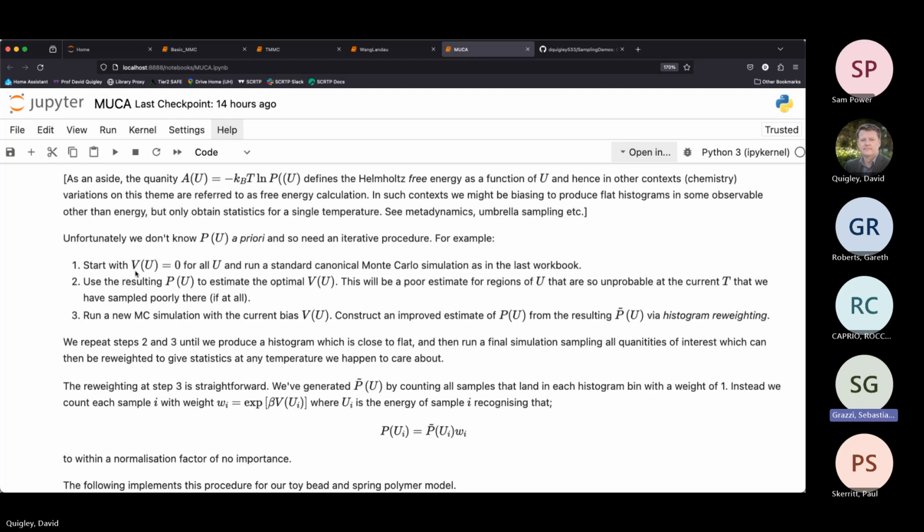And how do you pick the temperature? Doesn't matter. It could be anything really. Any temperature that is relevant to the energy range will work. Yes, so I'm finding the V of U that gives me a flat histogram at this temperature. But then that will get me information that's relevant to other temperatures as well.